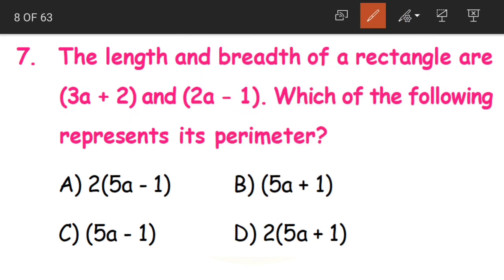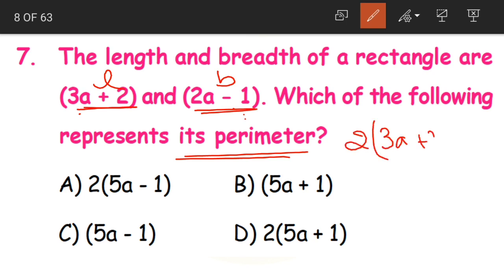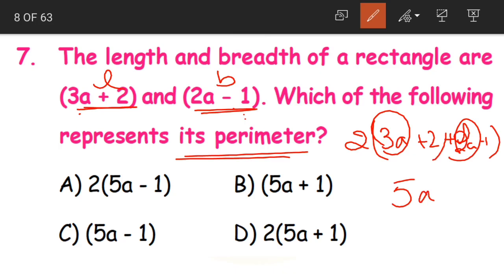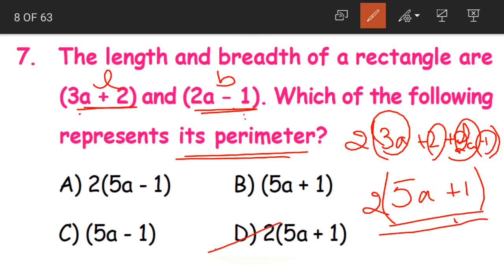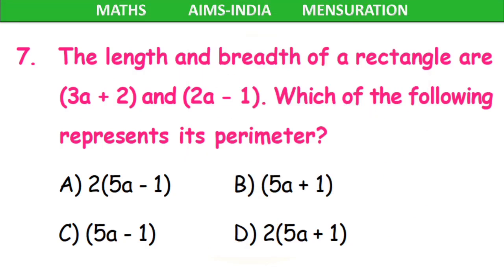What did we do? This is a simple question where we have to find out the perimeter of the rectangle. But the difference is the length and breadth are not simple numbers. First, we wrote the length and breadth: 3a plus 2 plus 2a minus 1. We added the terms with a: 3a plus 2a is equal to 5a. 2 minus 1 is equal to 1. 5a plus 1. 2 into (5a plus 1) is our final perimeter. So option D becomes our correct answer.